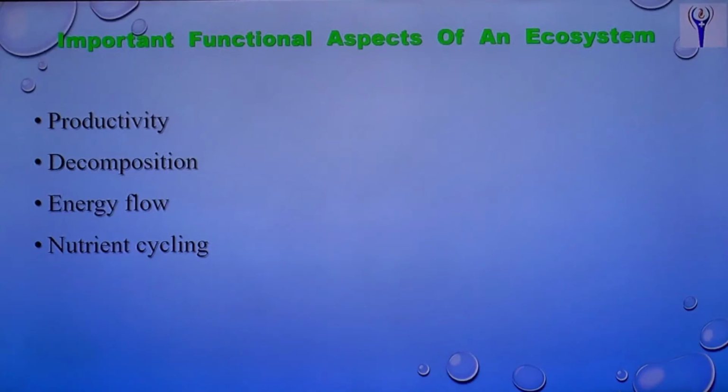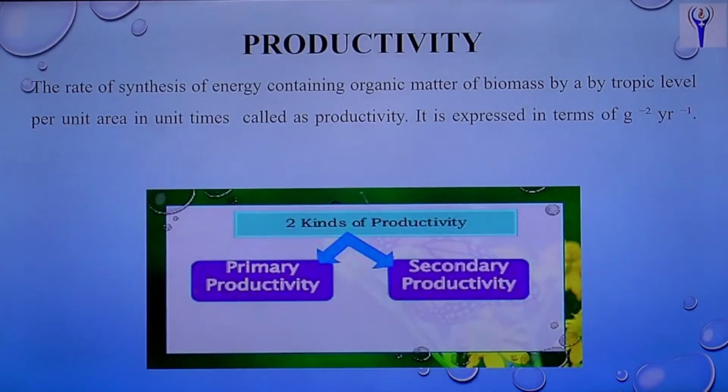Important functional aspects of an ecosystem: productivity, decomposition, energy flow and nutrient cycling. The first one is productivity. Productivity means the rate of synthesis of energy containing matter or biomass by a trophic level per unit area in unit time, and is expressed in terms of g m^-2 yr^-1. And this productivity is of two types.